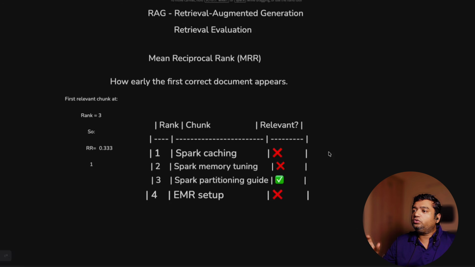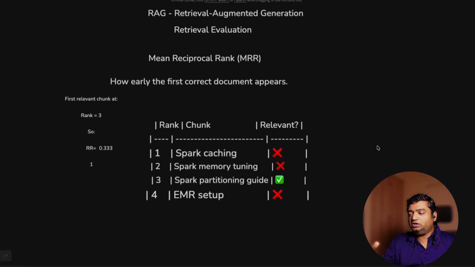Now we'll look into another metric, which is called MRR, mean reciprocal rank. This is the average of RR, so we'll understand the meaning of it. The meaning is how early your first correct document appears. You will get multiple chunks of data, so at what level is your correct information?